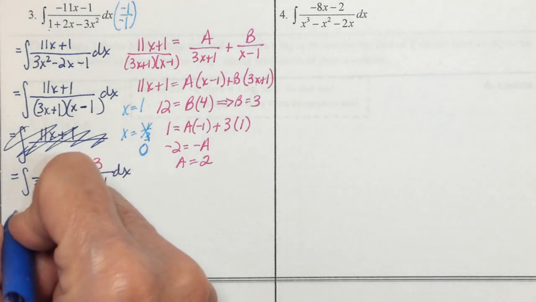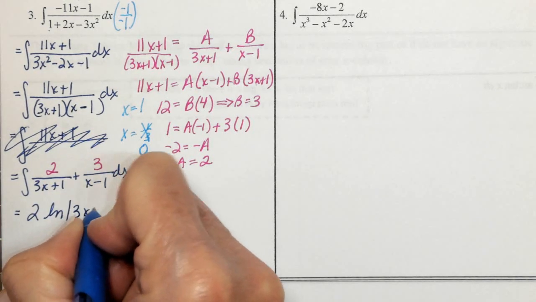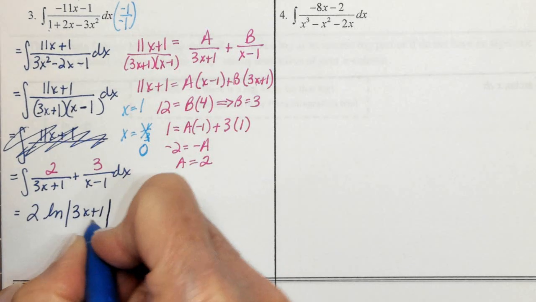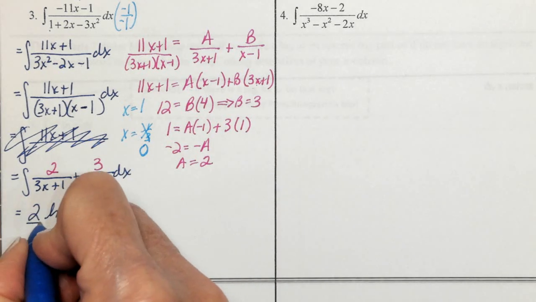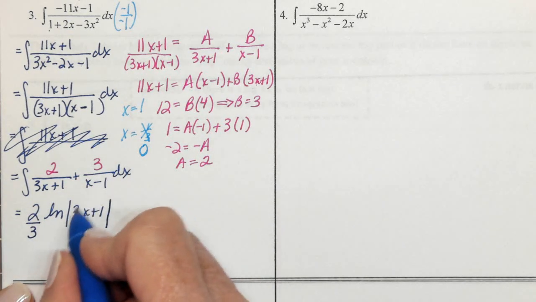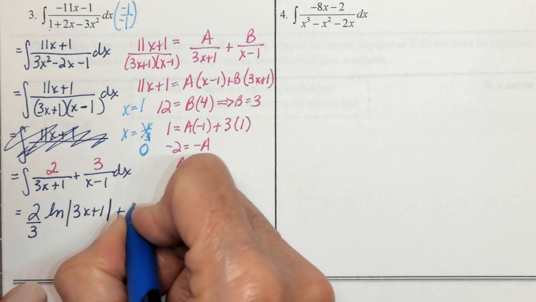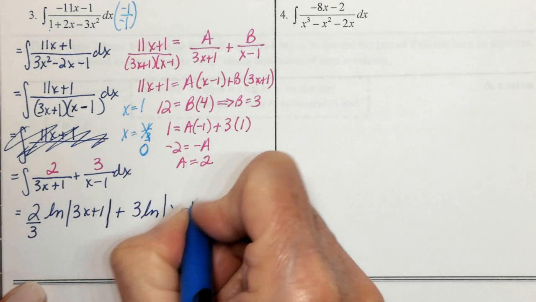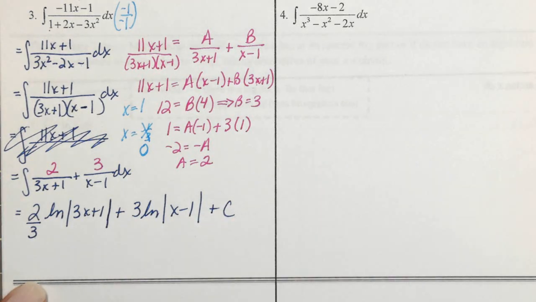So now it's integration time. 2 ln absolute value 3x plus 1. What is the derivative of the 3x plus 1? The derivative of 3x plus 1 is 3, so we have to divide by that 3. That's what we would get if we took the time to do a u sub. To me, this is a quickie, easy u sub. The derivative is 3. Undo the 3. Plus this 3, ln absolute value x minus 1. The derivative is 1, it's like we're dividing by 1. Plus c, and we're done.